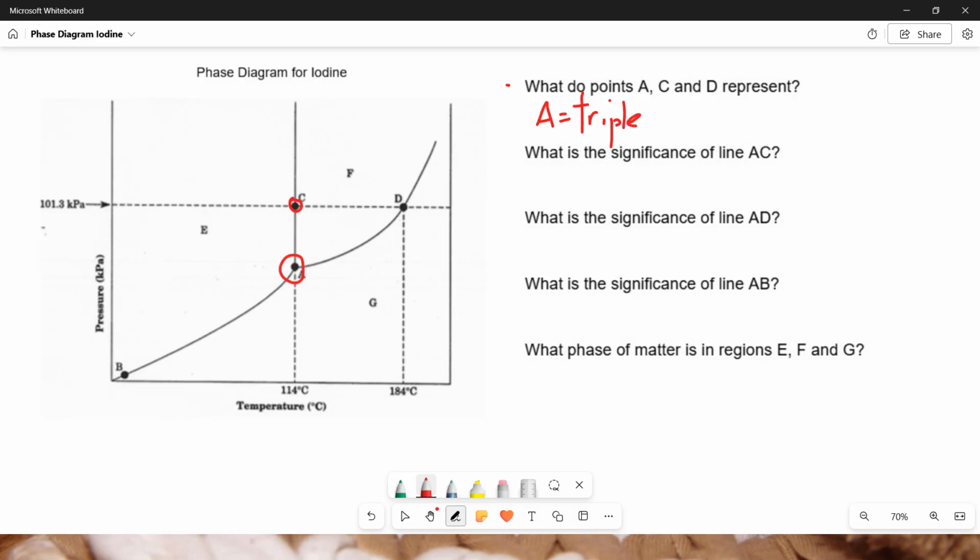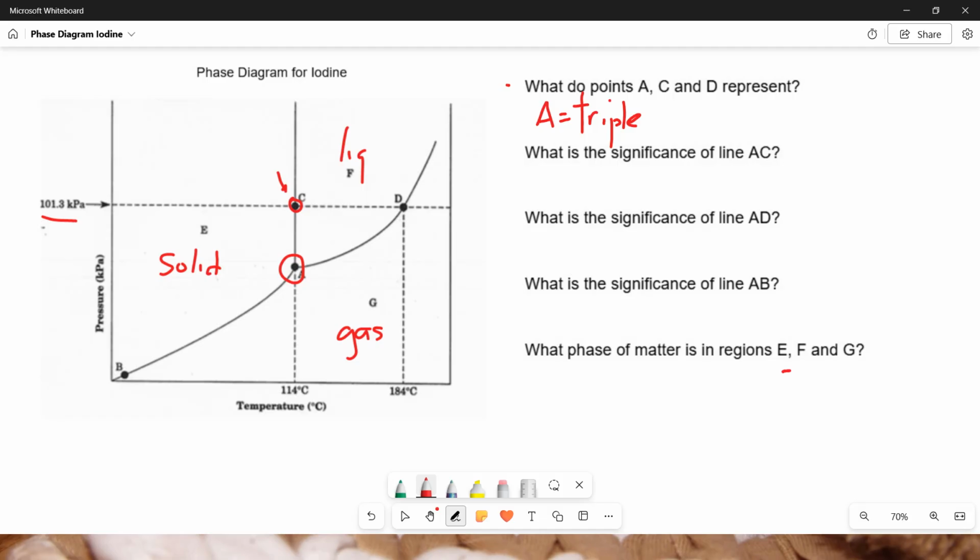C, you can see, is going to be at the atmospheric pressure, and if we're going to answer this down here, so let's just jump down. E represents the solids, or the solid state. F represents the liquid state, and G represents the gaseous state.